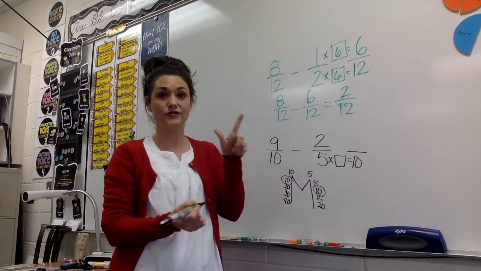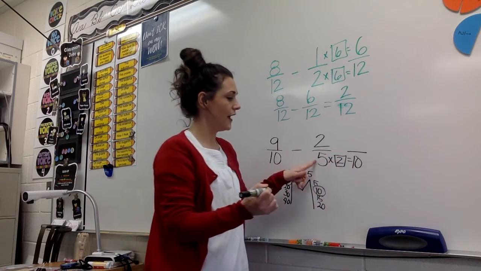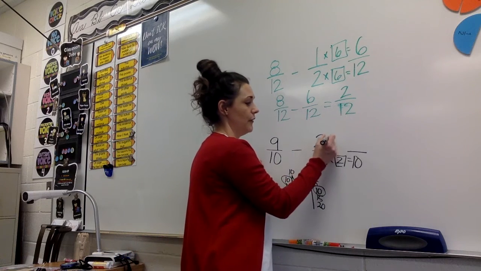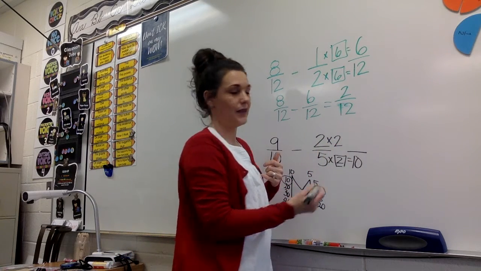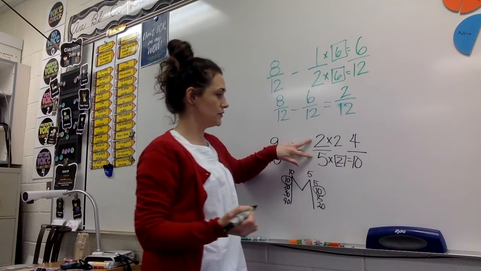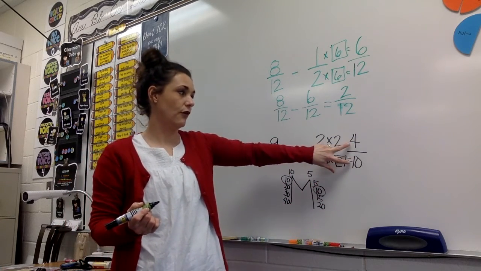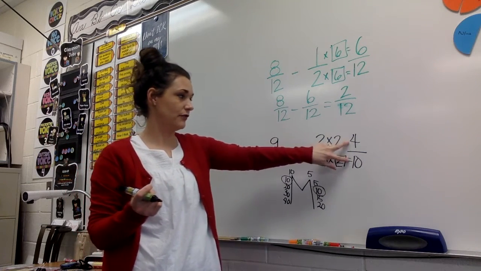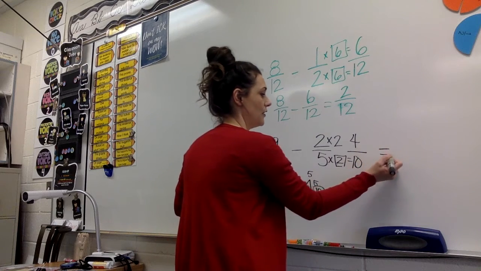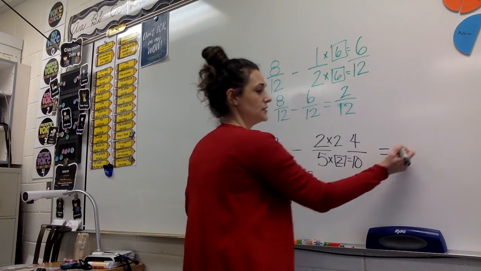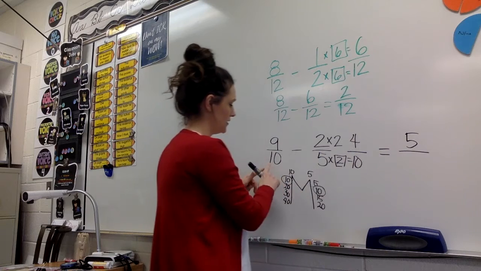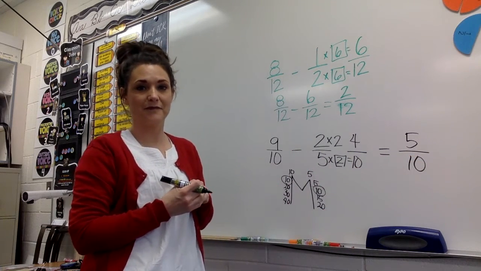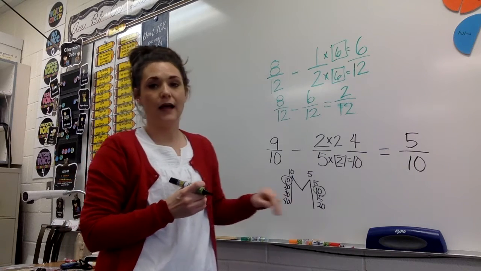5, 10. Oh, that's 2 times. So 5 times 2 is 10. Whatever I do to the bottom, I have to do the same thing to the top. 2 times 2 is 4. So now I've just renamed my 2/5 into 4/10, and now I'm ready to subtract. I have 9/10 subtract 4/10, and 9 subtract 4 is 5, and I'm keeping my denominator as tenths, 5/10. Okay, so pretty simple.